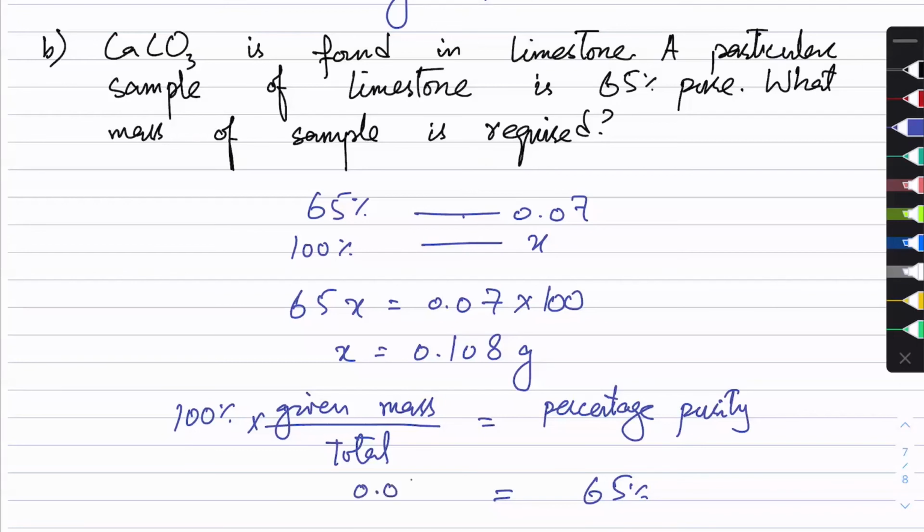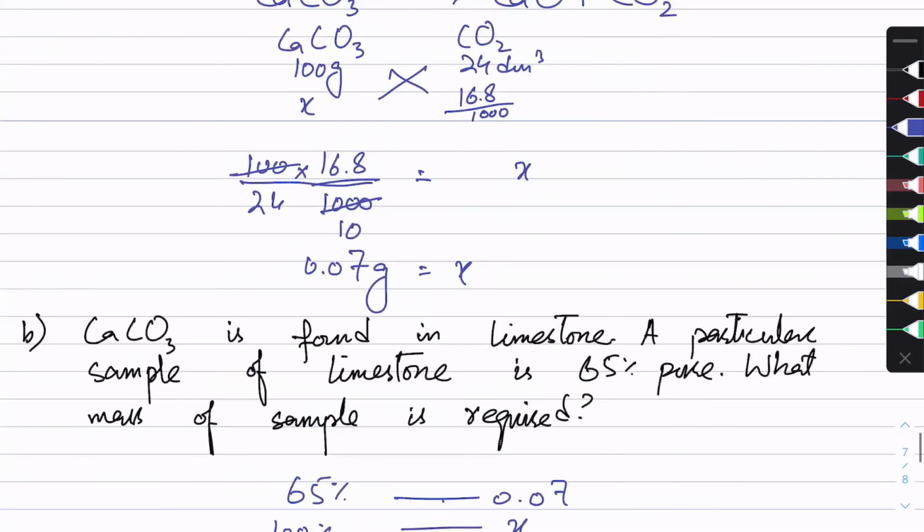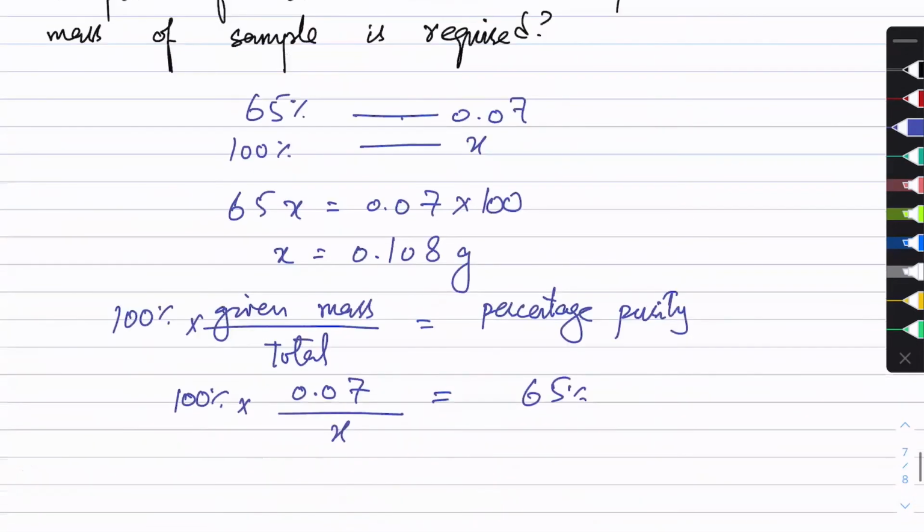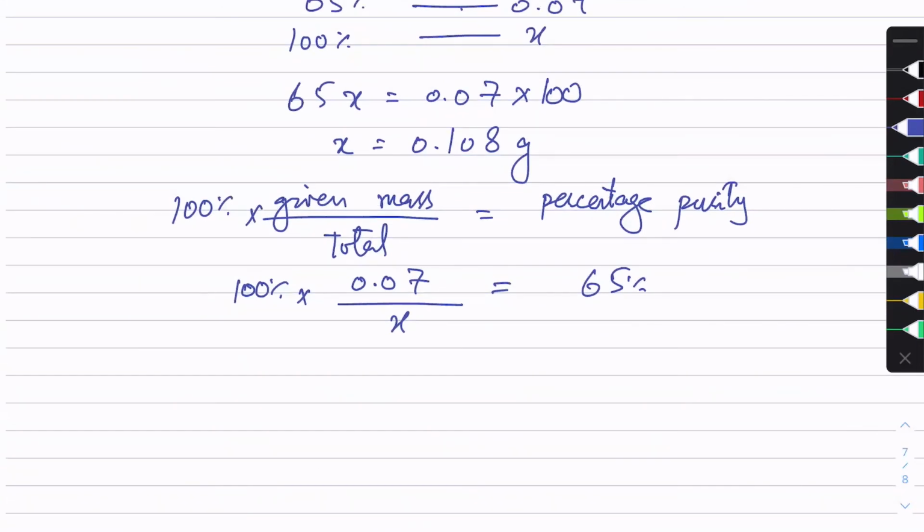Given mass is 0.07 grams. Total mass is not known, into 100%. And I'll just obviously manipulate it to figure this out. No, 0.07 grams was the mass that we had. It's not moles. Okay.